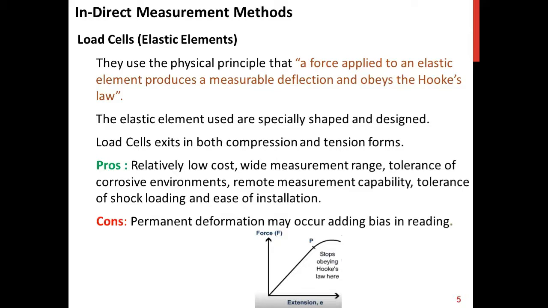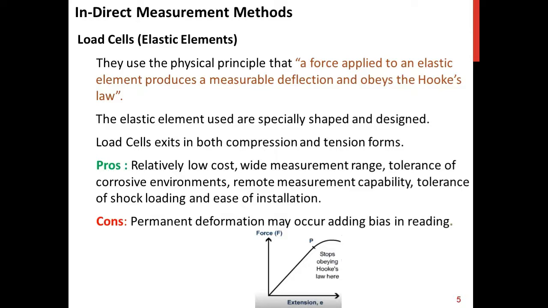Means that whenever you go beyond the limit of Hooke's law, a specific point known as the P point, you may see a permanent deformation in the structure of the elastic element, and it does not further obey Hooke's law. At that point, there is a bias added to the structure.